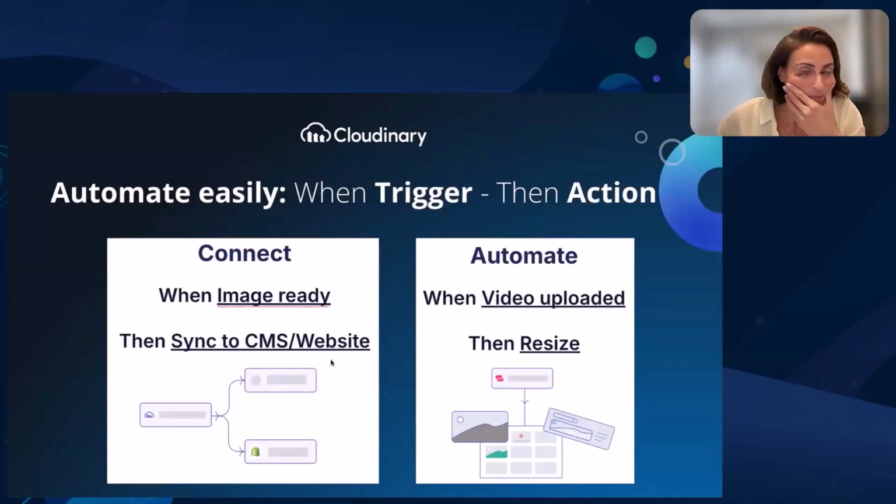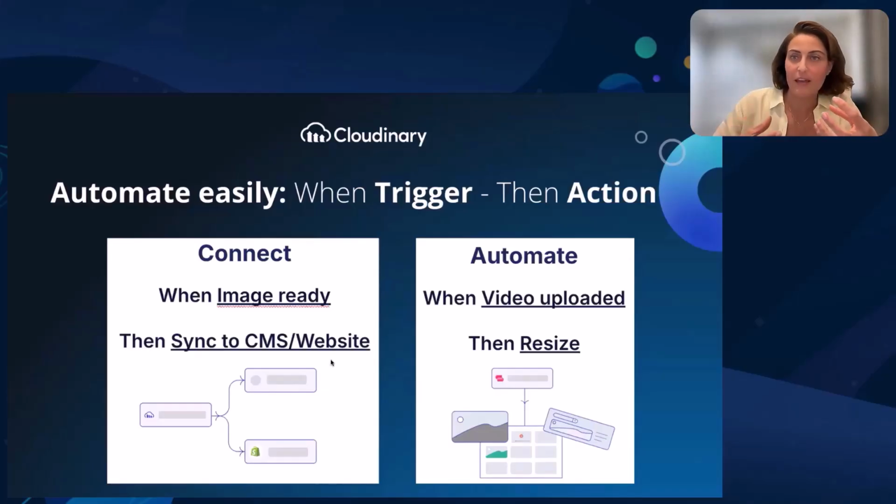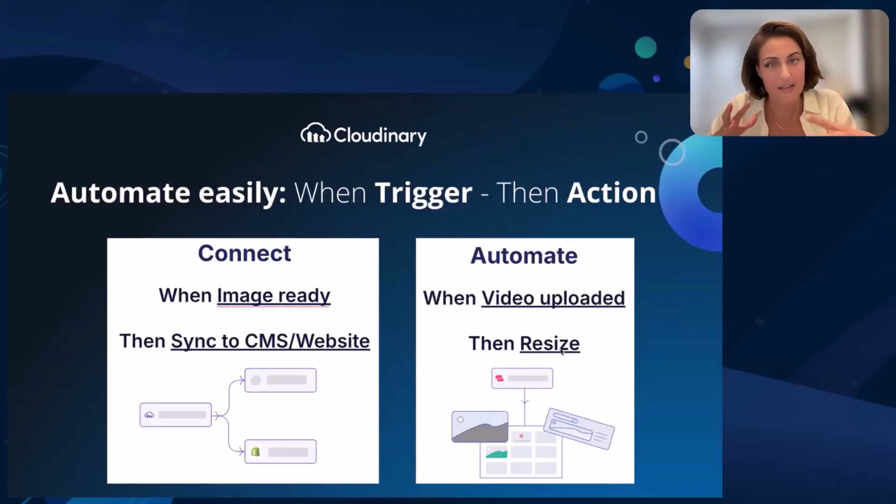So how does it work? Just like any other workflow automation tool in the industry, the core of MediaFlow is about trigger and action. So when a trigger occurs, then an action happens. For the connect example, you can set a trigger to say when an image is ready, meaning when structured metadata is updated or a tag is added, for example, please perform an action. And the action here is connected to my website or my CMS. When a video is uploaded, then the action will be, please resize it. This is how the media flow works.